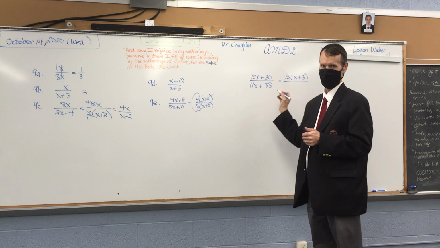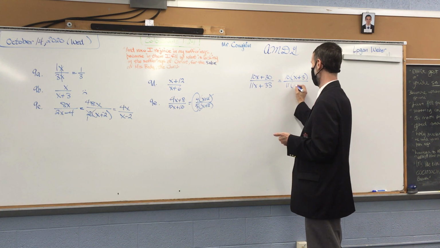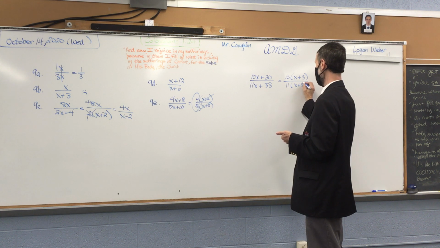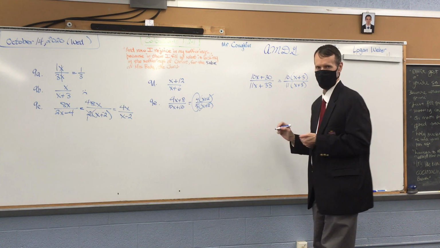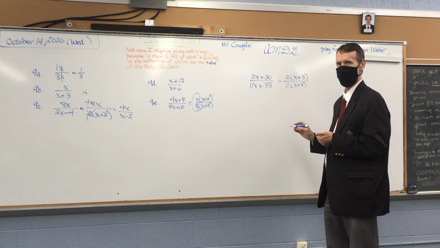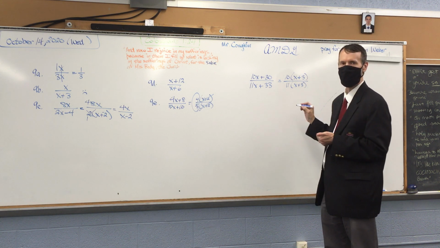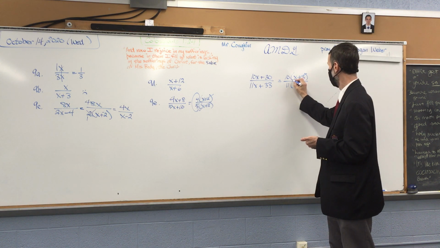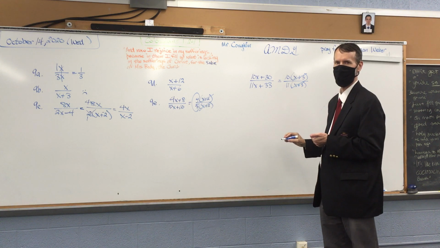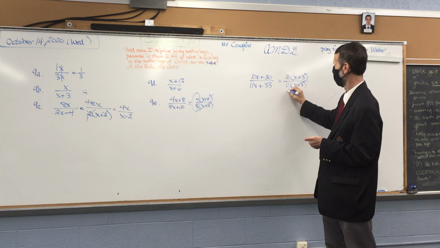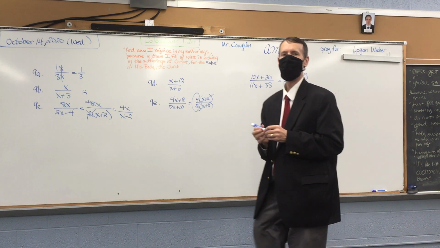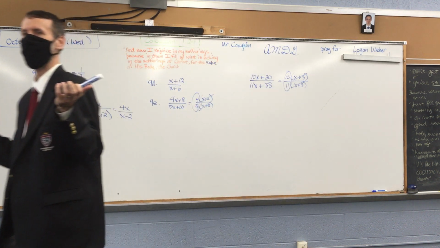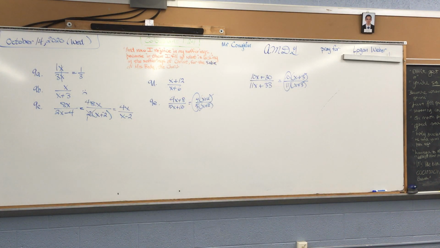What about the bottom? 11 parentheses x plus 3. Does anything cancel? The x plus 3 is in both. What's left? 10 over 11. You're done. He did it, clear blue sky. See? Yes, you can do it. And it's actually not that hard once you see the trick.